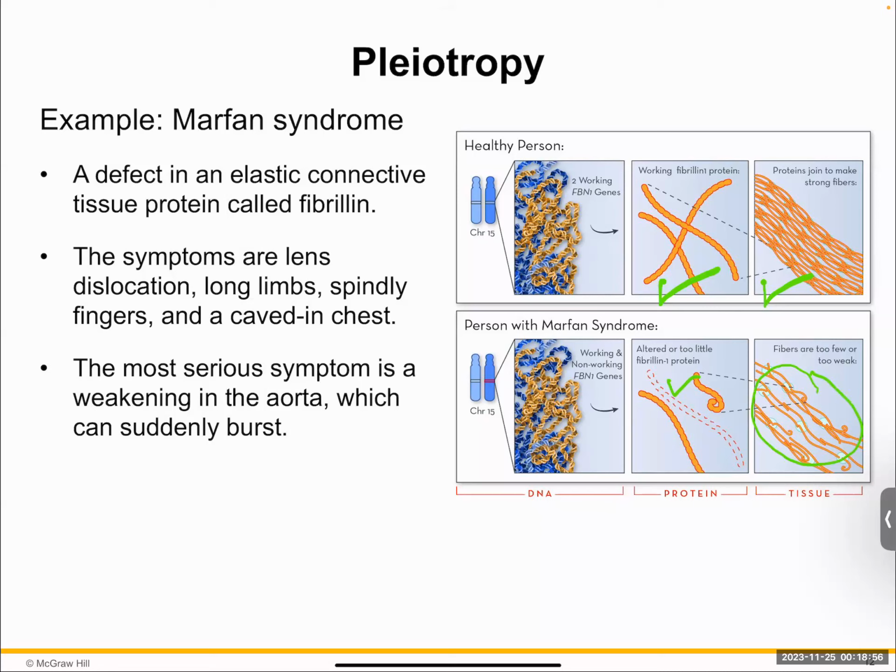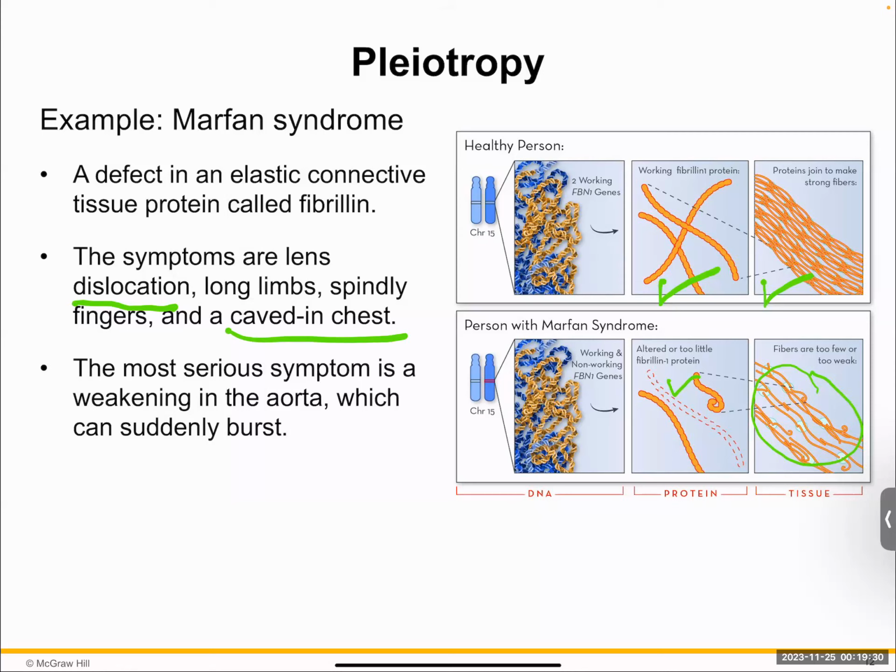Now, even though this is just an elastic protein, it actually affects major parts of the body. One of the parts affected is your joints, making you much more susceptible to dislocation. You're also going to have longer limbs, spindly fingers, and one of the worst things is that it affects the development of the thoracic cavity, causing a caved-in chest. Basically, the chest cavity will be smaller because the rib cage is not fully grown.